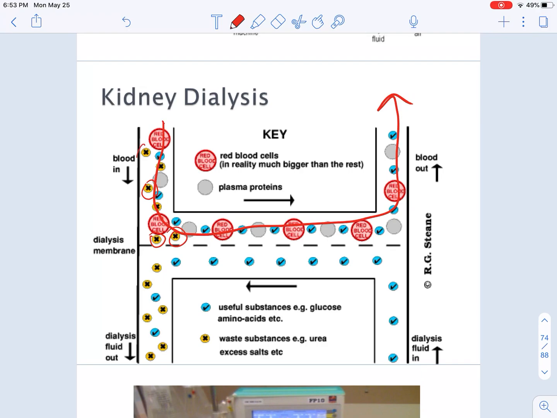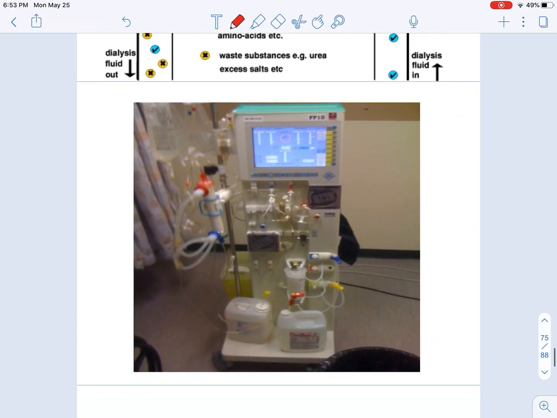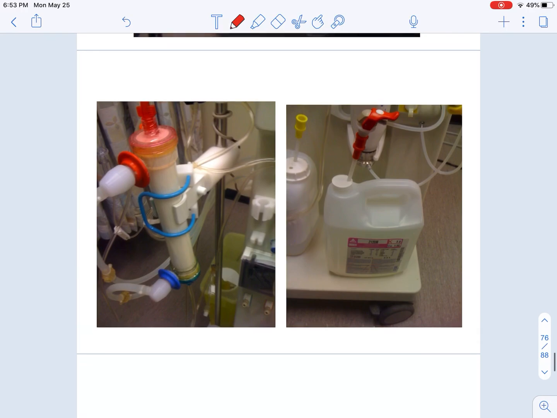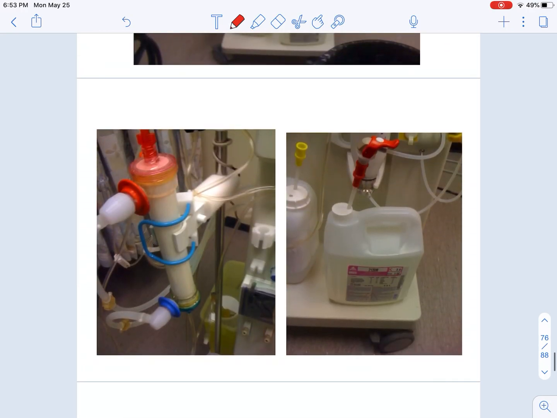But these bad guys here, the yellow ones with the X on it, that would be bad things your blood has in it as wastes, like urea and uric acid and ammonia. And because there's more of them in the blood going into this machine, they would diffuse out. And that's how dialysis works. And so the person is getting this pure blood back into their body without those toxins in it. And that's a picture of a dialysis machine in the hospital.